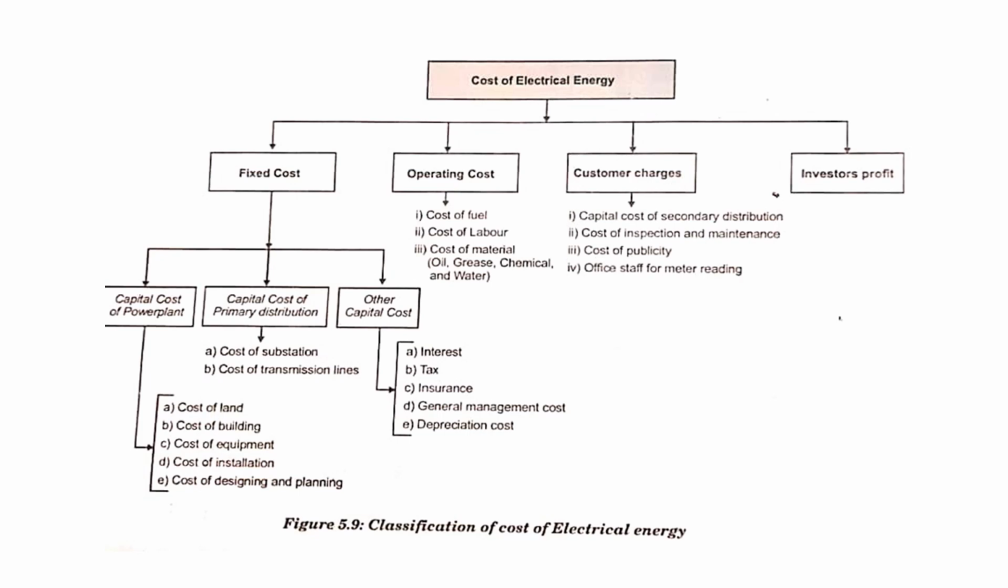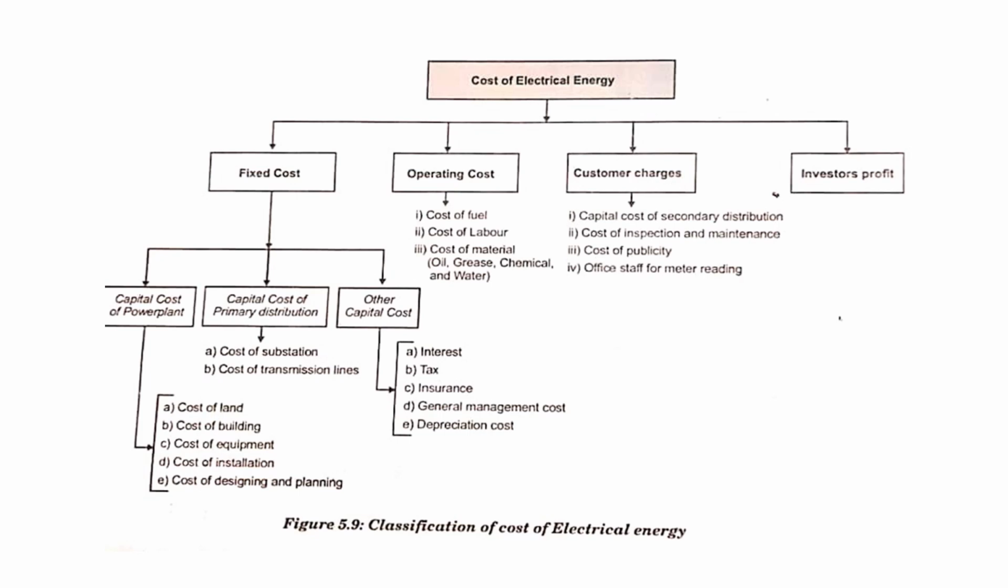Next cost involved in electrical energy is operating cost. Here the fuel cost will be considered, labor cost, and material cost, that is grease, chemical, water, oil, etc. In day-to-day operation, for maintenance of the plant, we need this operating cost, that is fuel cost, labor cost, material cost. This will be classified as operating cost. This is the second major classification of cost.